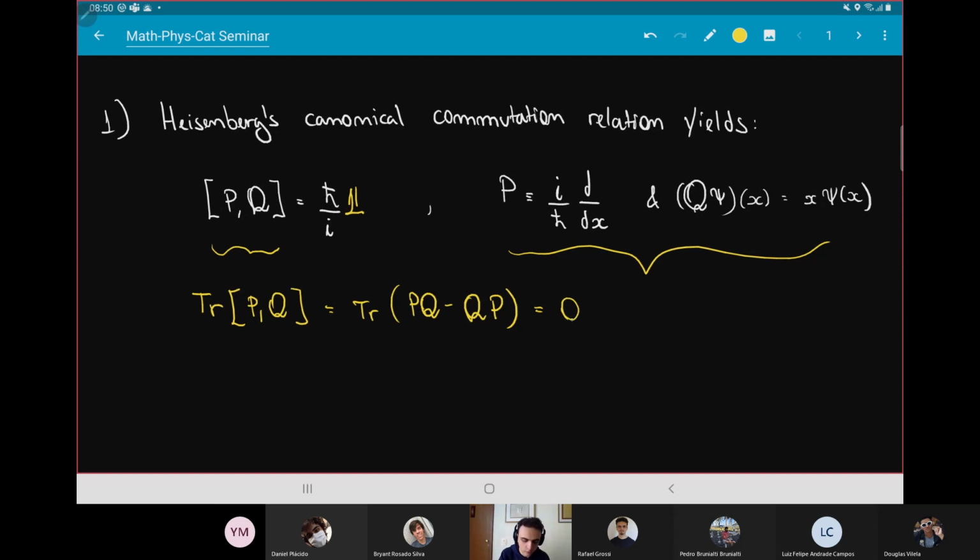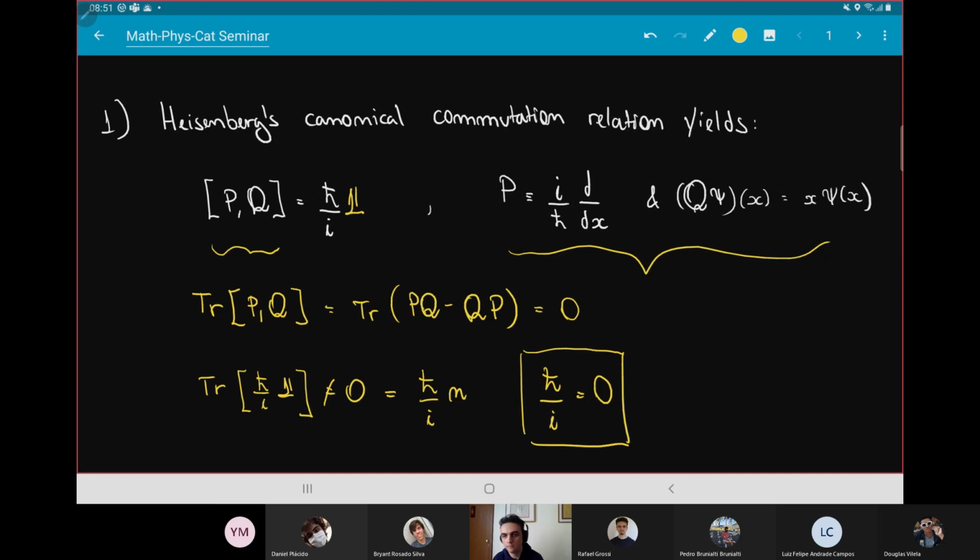However, if you take the trace on the right-hand side of the equation, the trace of h bar over i times the identity operator, this is clearly not 0. In fact, it is h bar over i times n, which is the dimension of your problem. So what this result is telling us is that h bar over i is equal to 0, which is inconsistent with the canonical commutation, because as I told you, h bar is not vanishing in quantum mechanics. So this is our first problem.